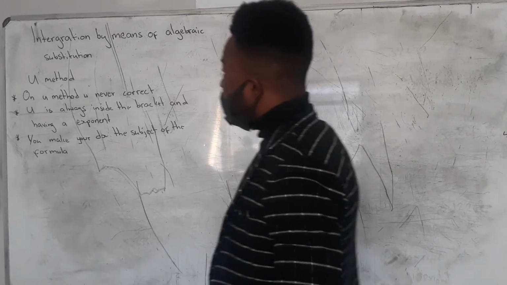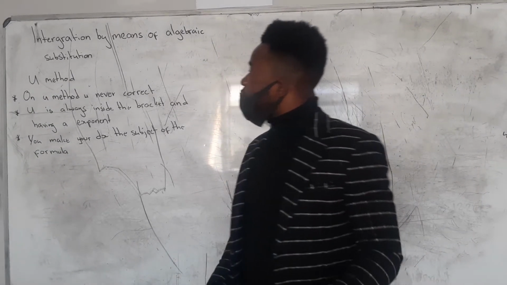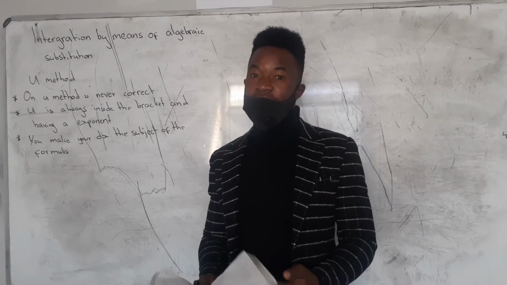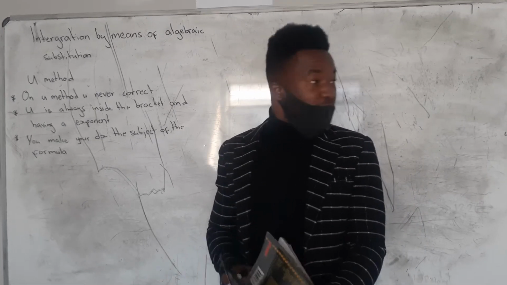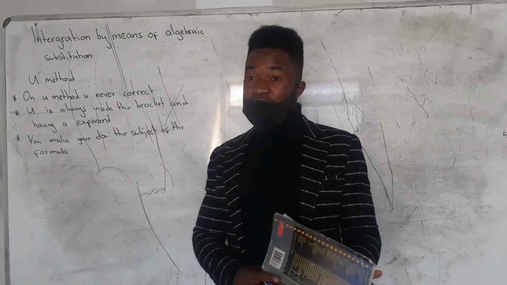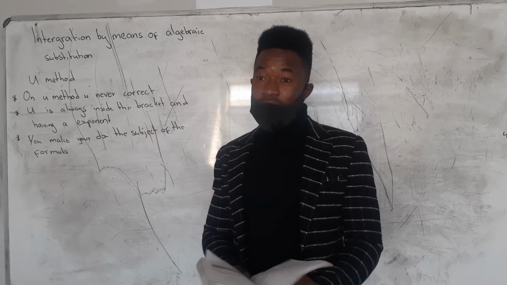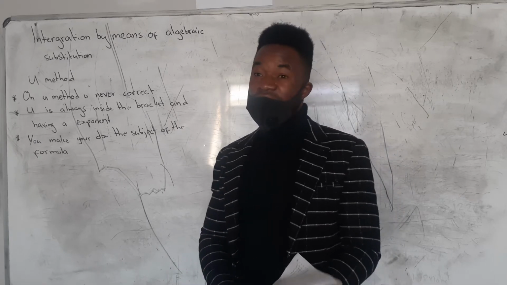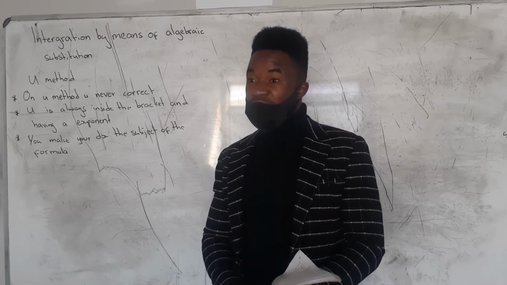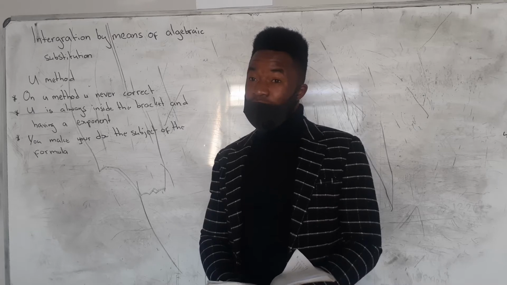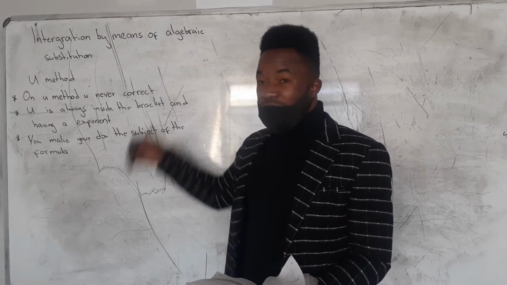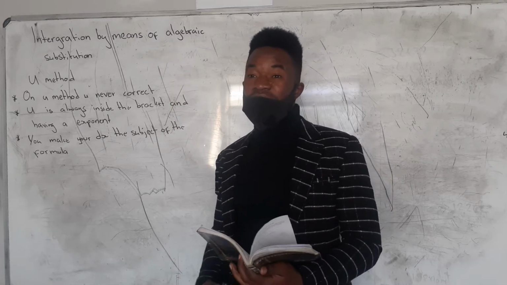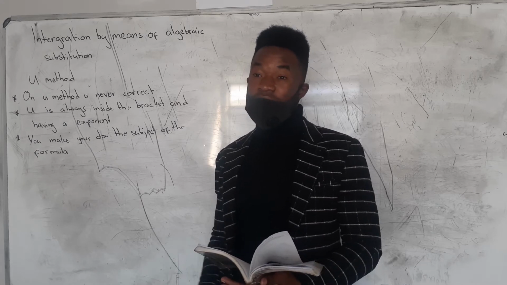So today, guys, we want to do integration by means of algebraic substitution. As for me, I call it the U method, but the actual name is integration by means of algebraic substitution, whereby you substitute and make the x itself the subject of the formula. On this type, it can also include type 1, type 2, the E type, and also the A type.